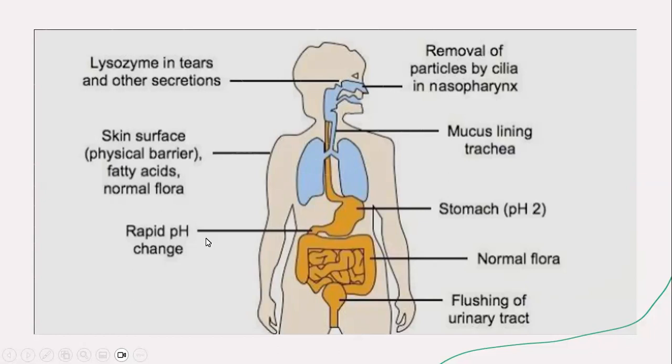With the rapid pH change in the small intestine, because if you think, the stomach is very acidic, it's like pH of 2, very acidic. But when you go into the intestine, the pH increases. So just a change in pH could destroy some pathogens. There's also the mucus lining the trachea, flushing of the urinary tract, and just the normal flora in the large intestine, because the large intestine does have some bacteria.